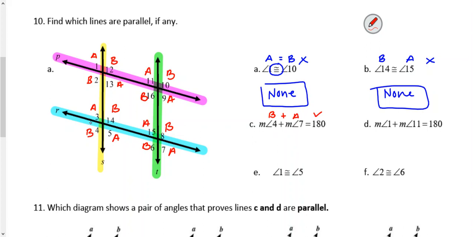So angle 4 touches line R and line S. Angle 7 touches line R and line T. R's repeat, so we have S is parallel to T. Angle 1, A, so move on to letter D. Angle 1 is A. Angle 11, also A. A's don't add to 180, so we can stop there and say none.